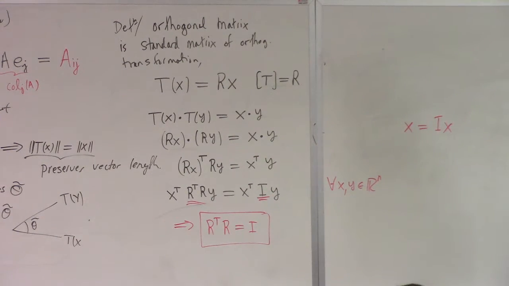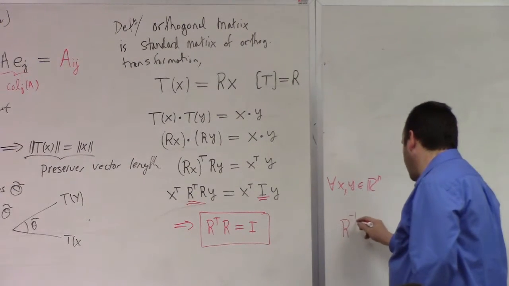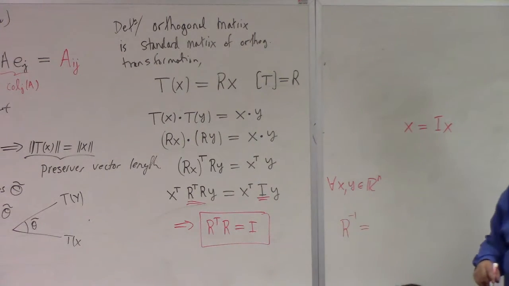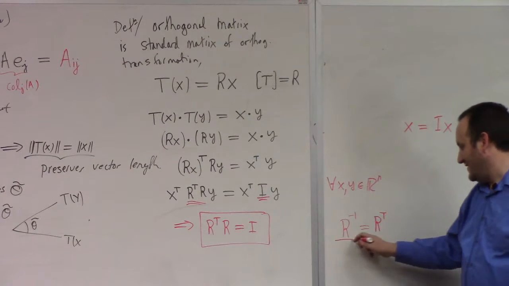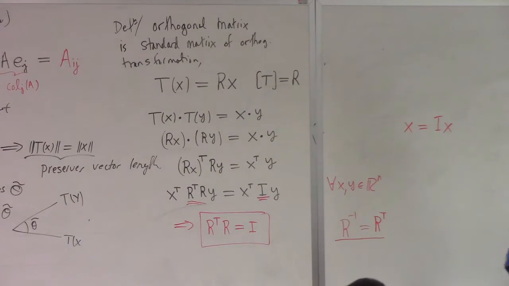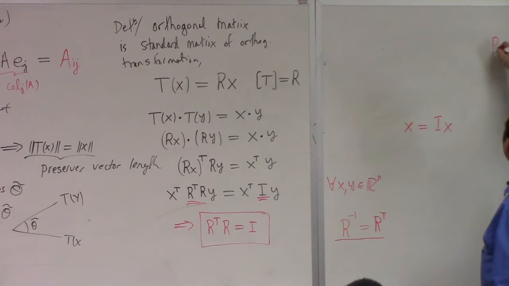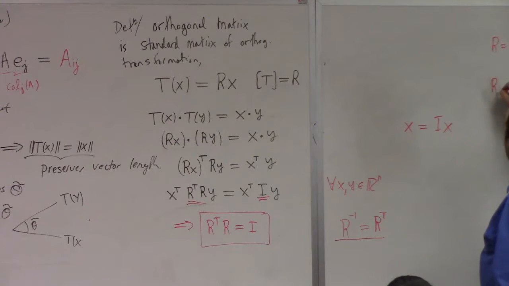What's the inverse of an orthogonal matrix? Oh, it's the transpose. Yeah. This is nice. How about the columns of an orthogonal matrix? Can you say anything about those to me? If R is equal to, say, v1, v2, up to vn, what can you say about these column vectors? What is the meaning of R transpose R?